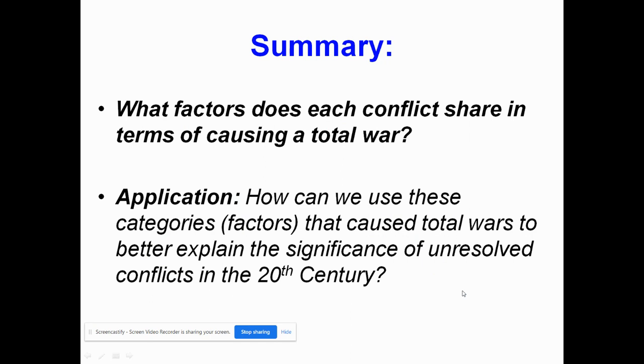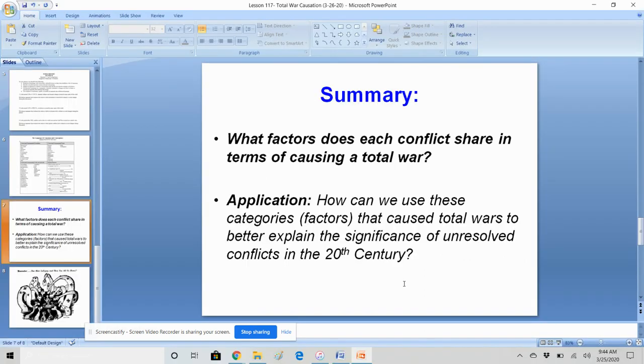And then for the summary, consider the factors that each conflict would share in terms of facilitating total war, look at the specific social and cultural consequences of these wars, and think about these factors that cause wars to better explain the significance of unresolved conflicts in the 20th century, as our larger unit question. The third prompt deals with that, but if you choose one of the other prompts, think about the century that you chose.